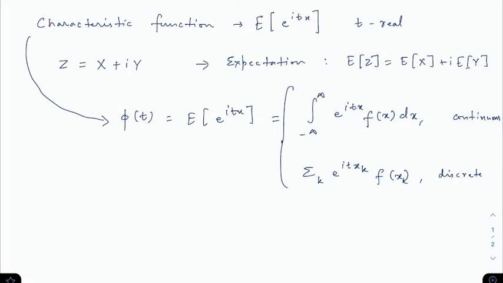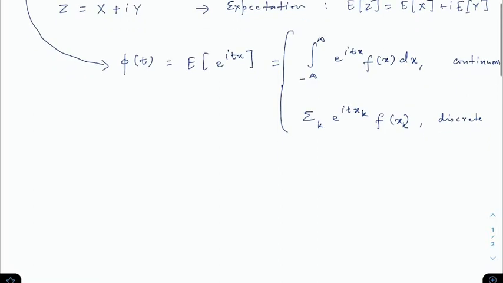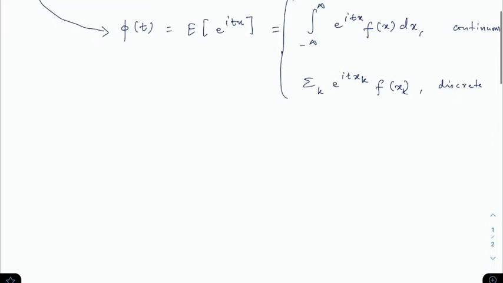It's easy to see that for continuous x, phi of t is just the Fourier transform of f of x. And the characteristic function completely determines the probability density function, because by inverting the Fourier transformation, we can re-obtain f of x. That is by the inverse transform.